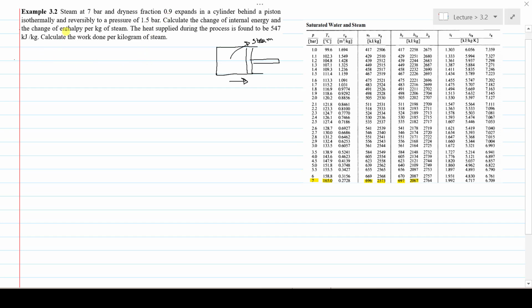So let's look at what data the statement has provided. Pressure P1 is 7 bar, dryness fraction is 0.9. The steam expands reversibly and isothermally in the cylinder behind the piston. So it's isothermal expansion, so the initial state temperature T1 and the final state temperature must be the same. The final state pressure P2 is 1.5 bar. In Newton per meter square, P1 is 7 multiplied by 10 to the power 5 Newton per meter square. Similarly, 1.5 bar is 1.5 multiplied by 10 to the power 5 Newton per meter square. Also, the heat supplied is 547 kilojoule per kg. What are our requirements? To find the change in internal energy and change in enthalpy.